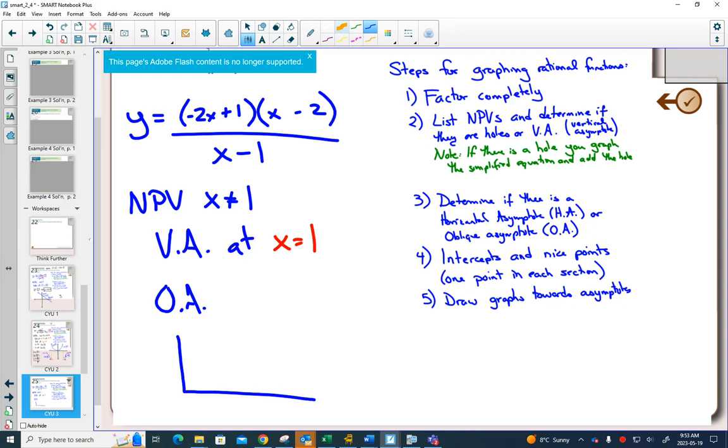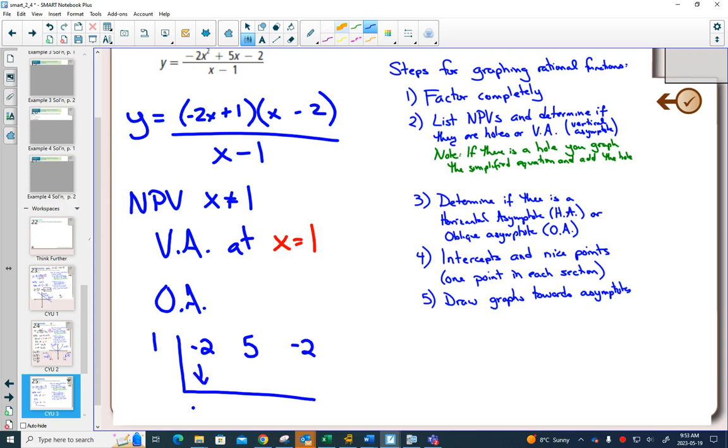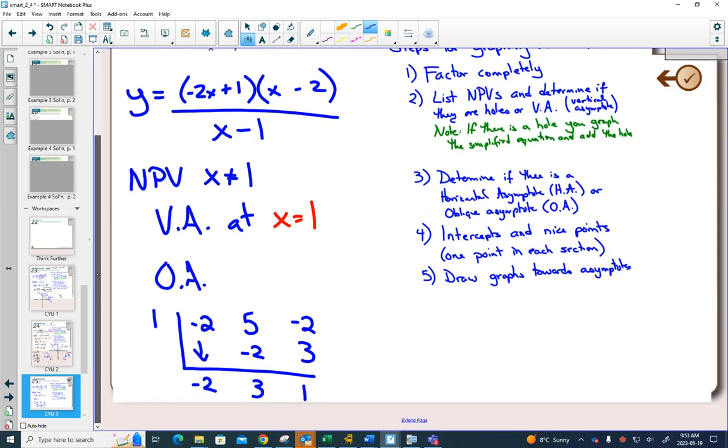In this case, we have negative 2 by negative 2 divided by x minus 1, so plus 1 out here. Bring down the negative 2, multiply, add, multiply, and add. So our oblique asymptote is at negative 2x plus 3.